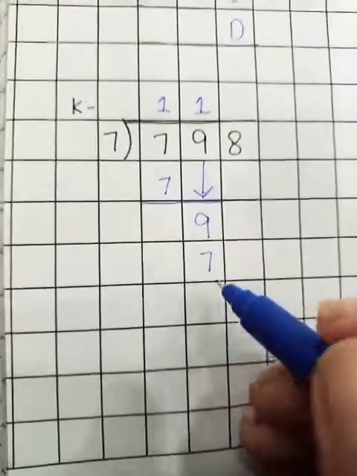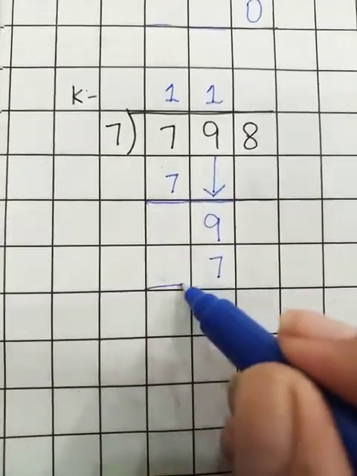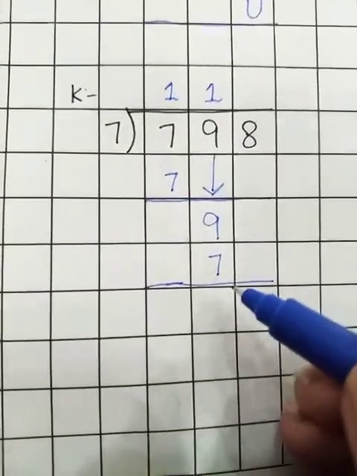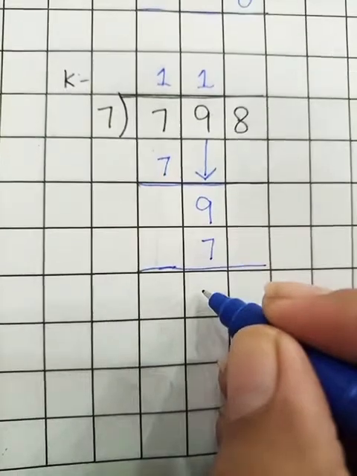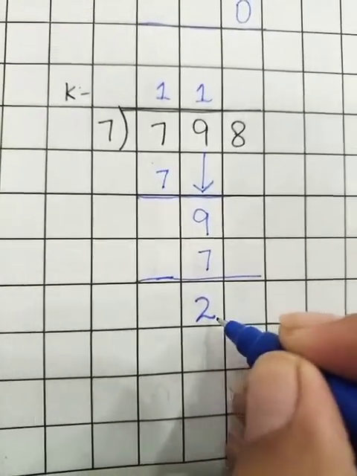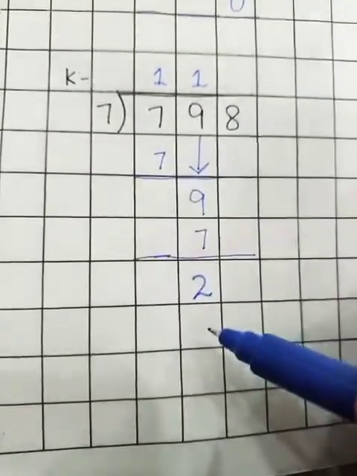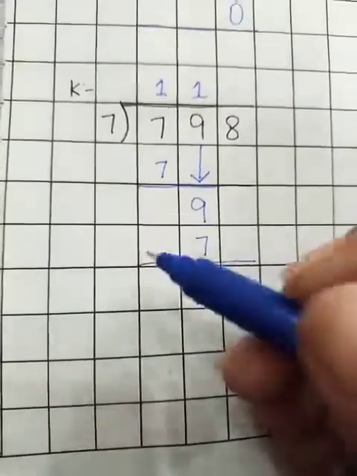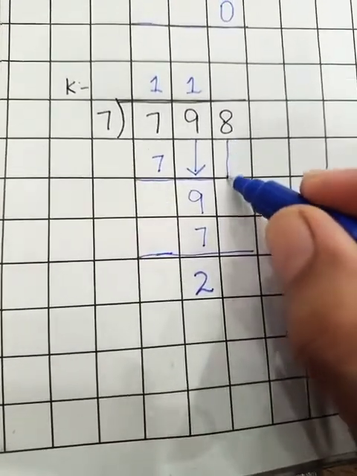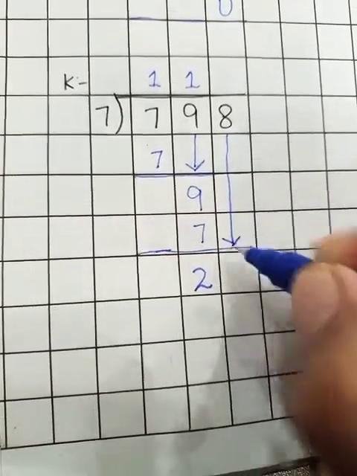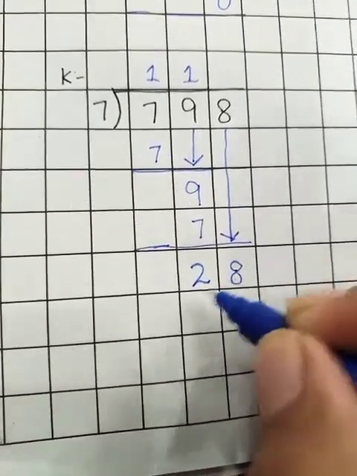So students, in the next step, that is subtraction. 9 minus 7 is 2. Here I am writing 2. This 2 is smaller than my divisor. Can't divide it further. What will I do? Yes, I will take this 8 down here and this will become 28.